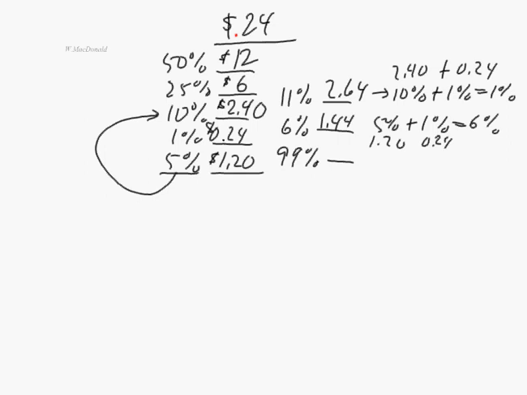And the last one, 99%. If we take all of it, or 100%, and take away 1%, that would give us 99%. 100% of $24 is $24. Take away 24 cents, we get $23.76.